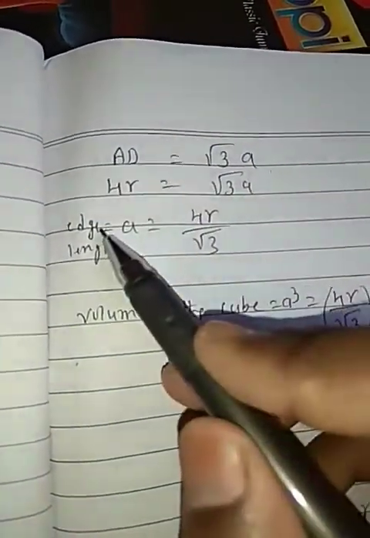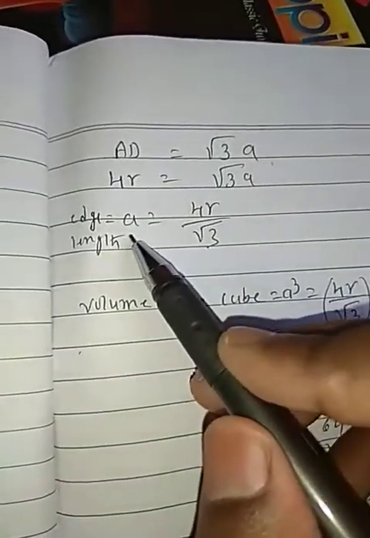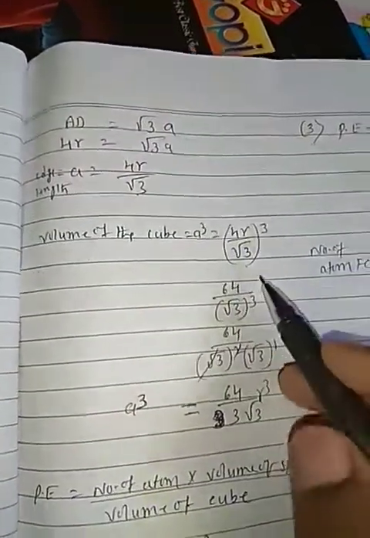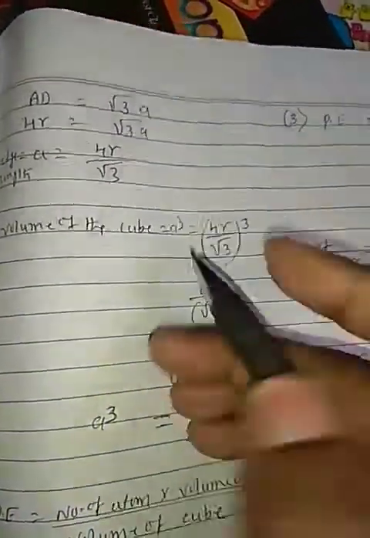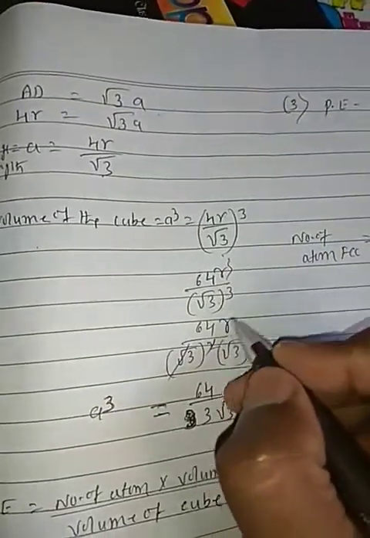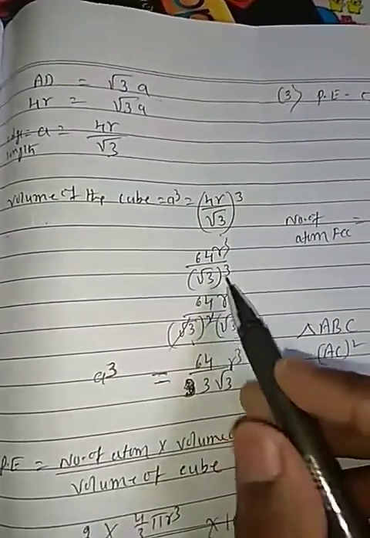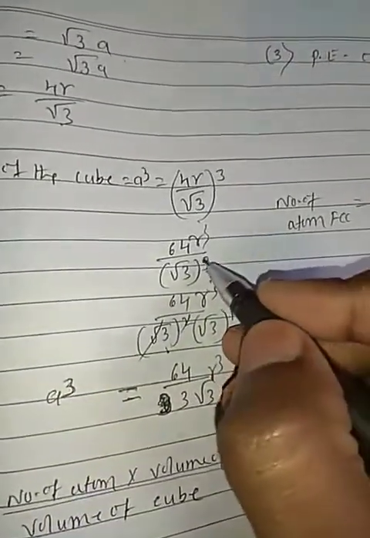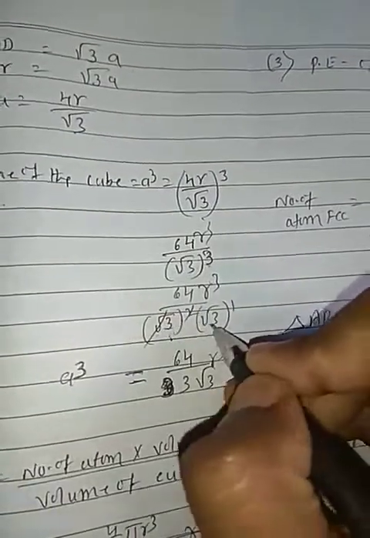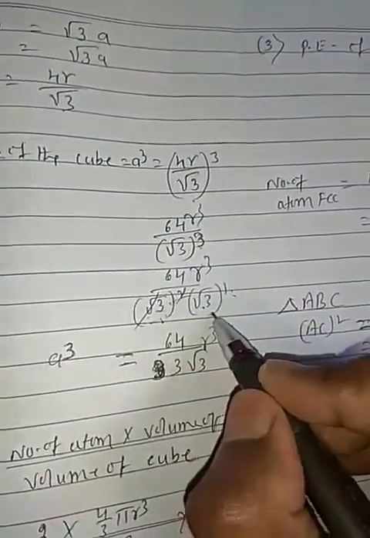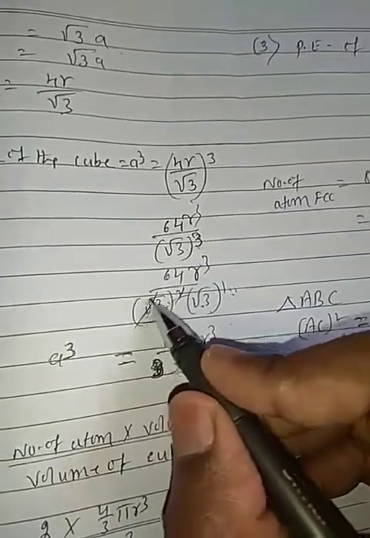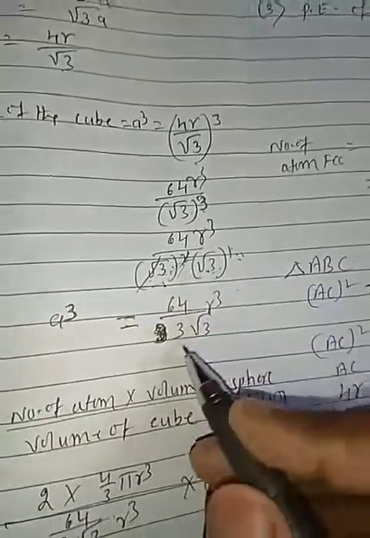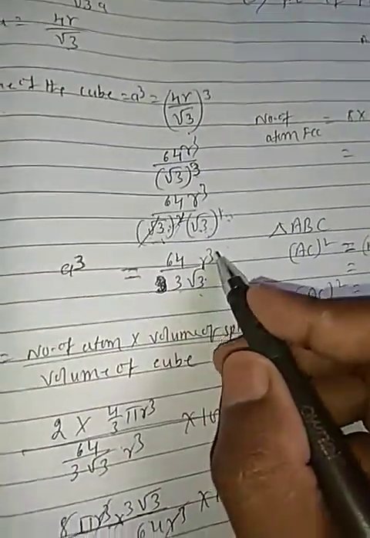Root 3, that is A, taken outside. The edge length is 4R by root 3. Volume of the cube means make it cube. A cube is 4R by root 3 whole cube, 64 R cube by root 3 whole cube. So here I am splitting this cube. The base is the same, but the power is different. We have to split root 3 whole power 3 into root 3 power 2 and root 3 power 1. So the square and root get cancelled. We get 64 by 3 into root 3 R cube.